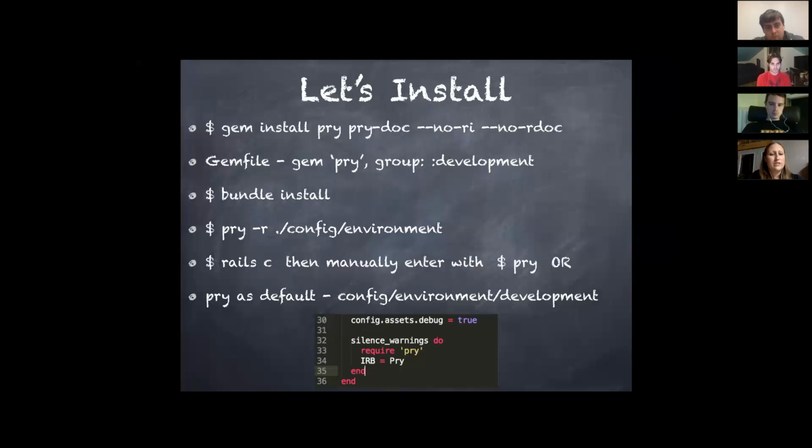So if you go into rails c in your console, you can manually enter Pry by just typing pry. Or if you want to make it your default instead of IRB, you go into your config folder and in your environment and development, and you put this little snippet in. It's silence warnings, and you use that because Rails is not going to like you not using IRB, so it's going to throw up a bunch of warnings. So to tell it that it's okay, you just do silence_warnings, do require 'pry', and then IRB = Pry.